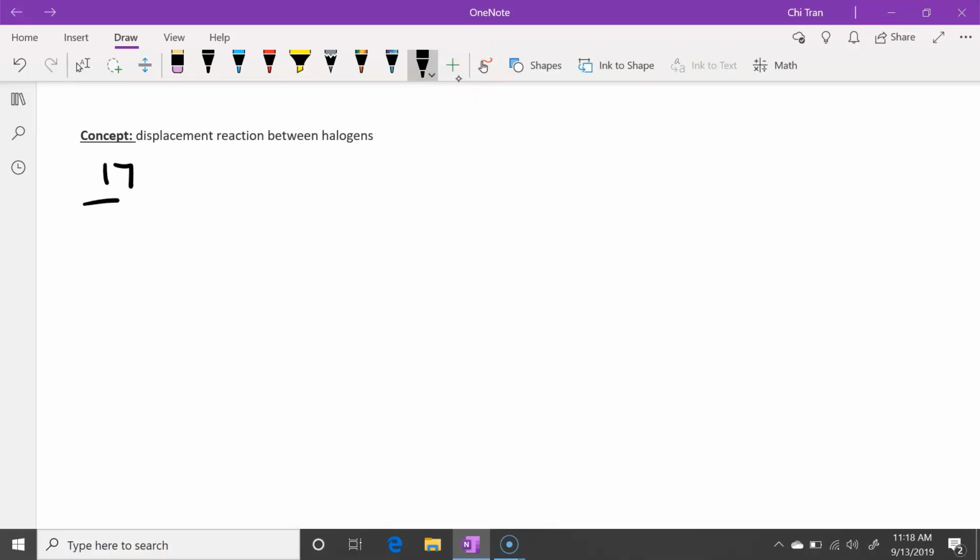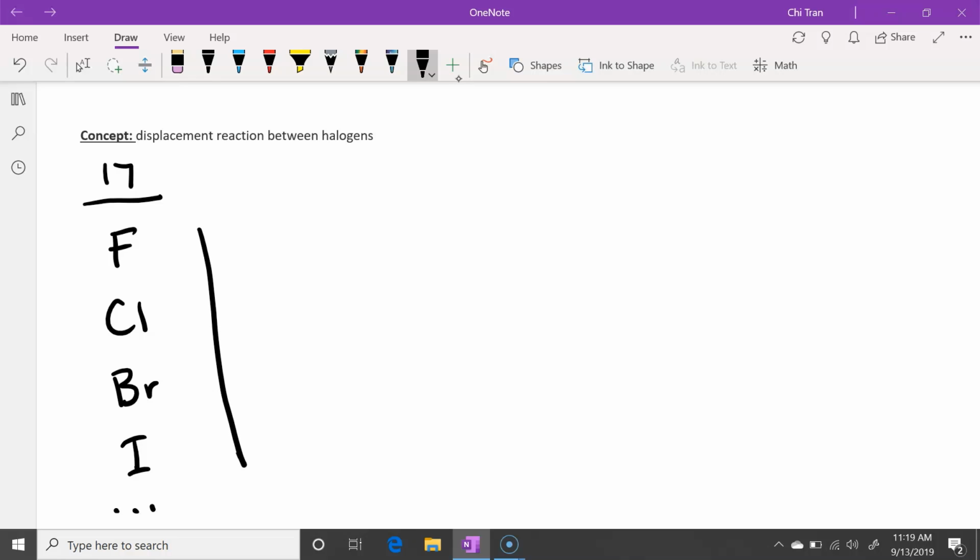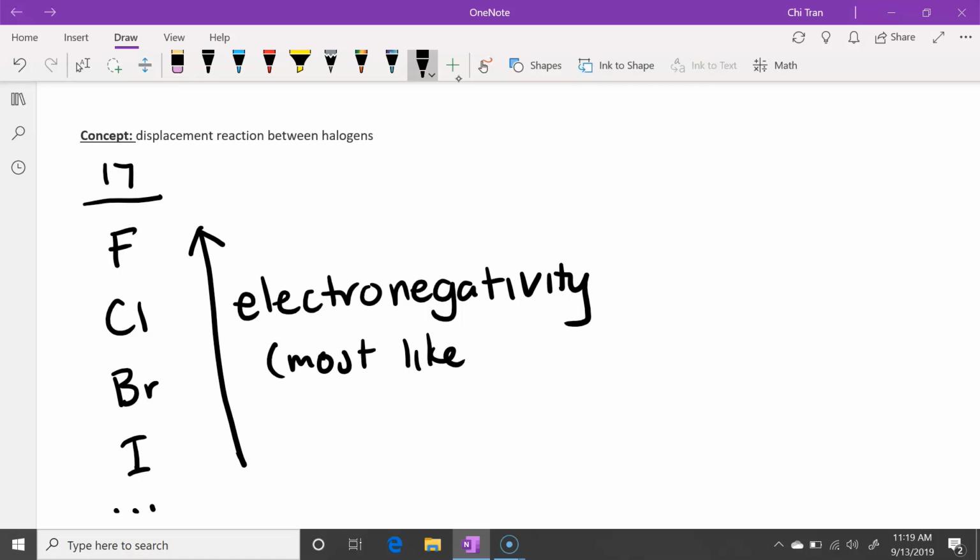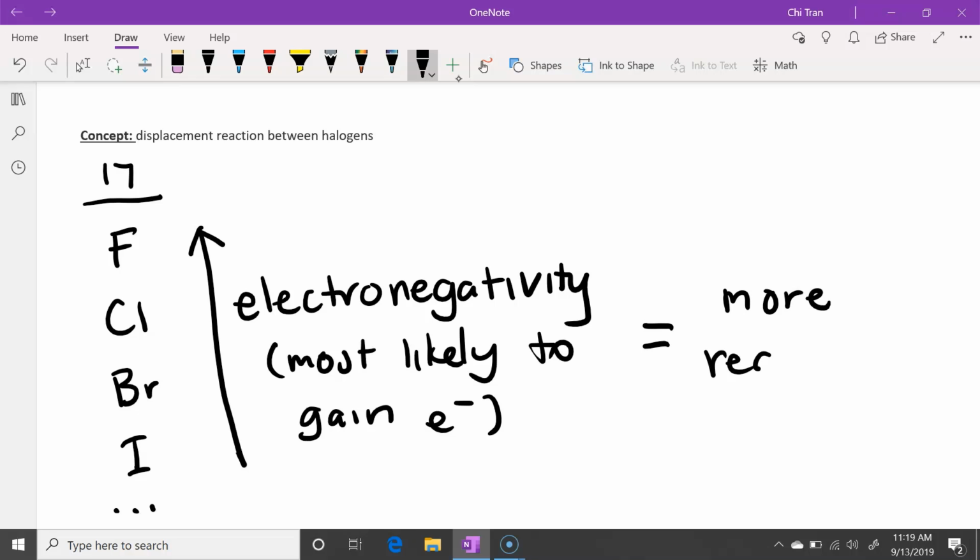Here is the group halogens, which is group 17. So we have fluorine, chlorine, bromine, and iodine, etc. And as we go up the group, there's an increase of electronegativity. And this is due to, let's take fluorine, for example. It has the least electron shielding effect, which means it has the most nuclear attraction force, and it is therefore the most likely to gain an electron. This would mean it is more reactive up the group as well.